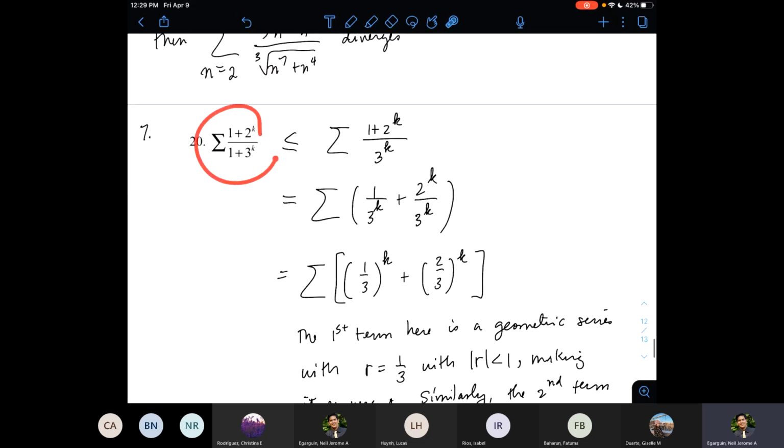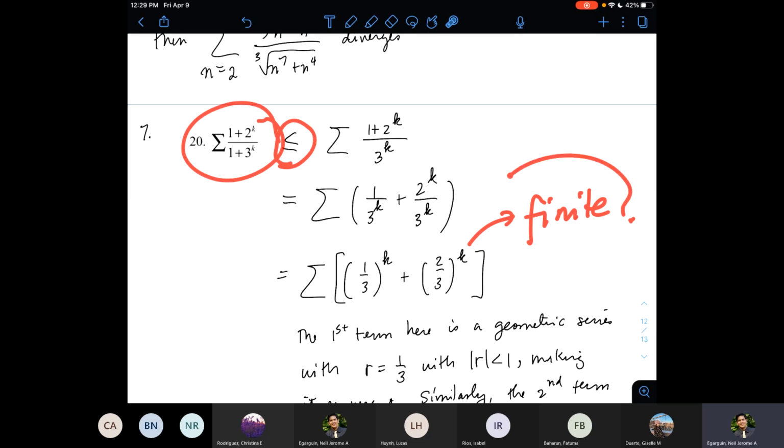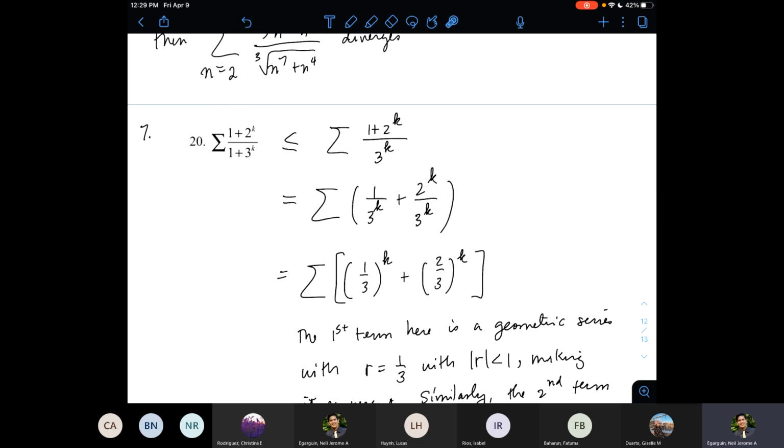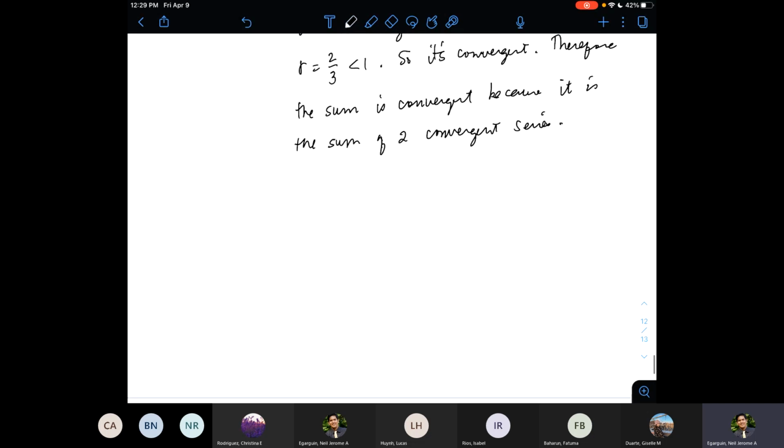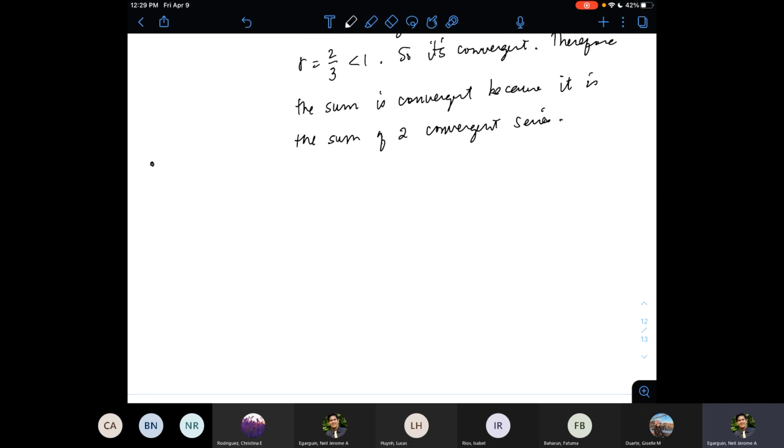Now, the given series is smaller than a convergent series. Again, our layman's interpretation for a convergent series is that this is finite, all right? Now, you have an infinite series that is smaller than a finite series. So that means the given series should also be finite, or in other words, it should be convergent.